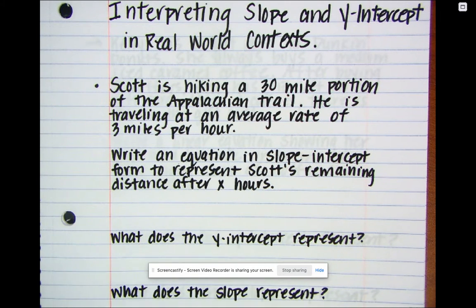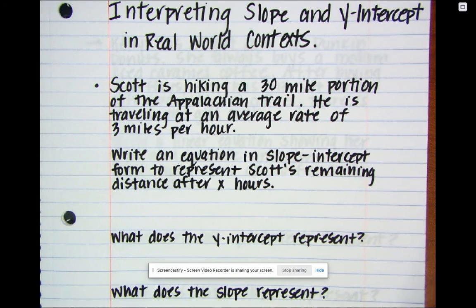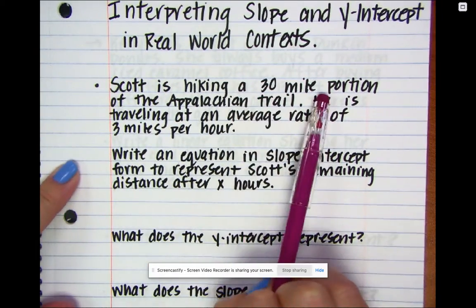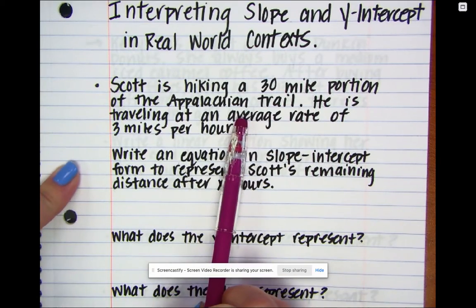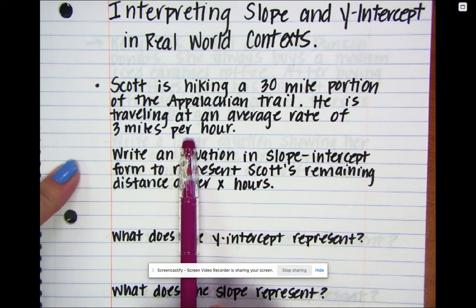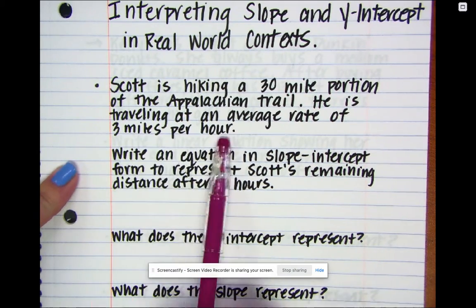All right, so we're going to look at how we interpret slope and y-intercept in word problems or real world context. So our first problem is about Scott and he's taking a hike. It says Scott is hiking a 30-mile portion of the Appalachian Trail. He's traveling at an average rate of 3 miles per hour. So this is our context.